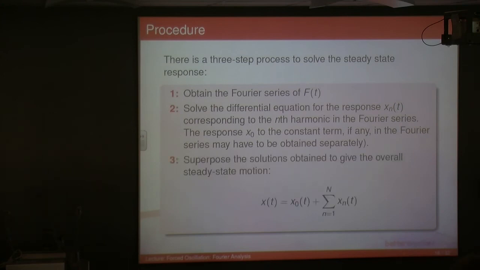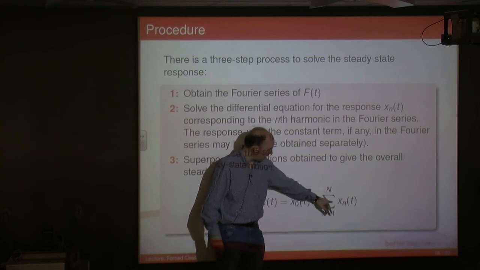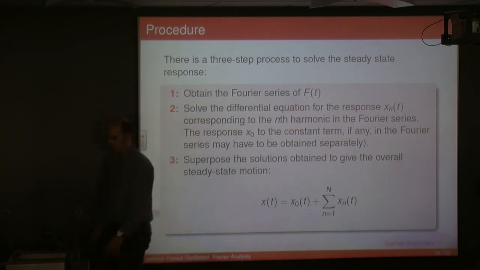And then you superpose those solutions, basically you're adding them together. You're adding them on top of each other to give the overall steady state motion. So we have our constant term plus a sum between n as 1 and big N of x of n, which is a function of time. And that gives you your complete solution, x of t.